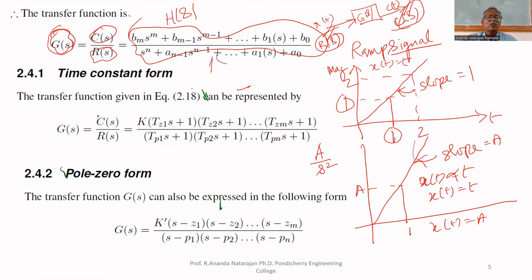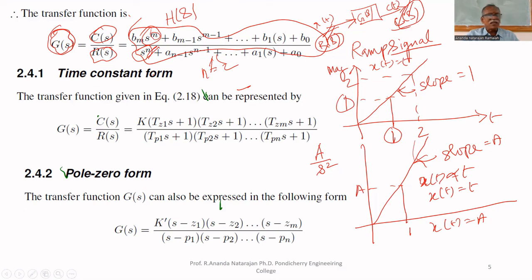This is the transfer function, whose degree in the denominator is n and whose degree in the numerator is m. n means it is actually represented by an nth order differential equation. Suppose the system is represented by a second order differential equation, then n equal to 2. Therefore, that system is a second order system.